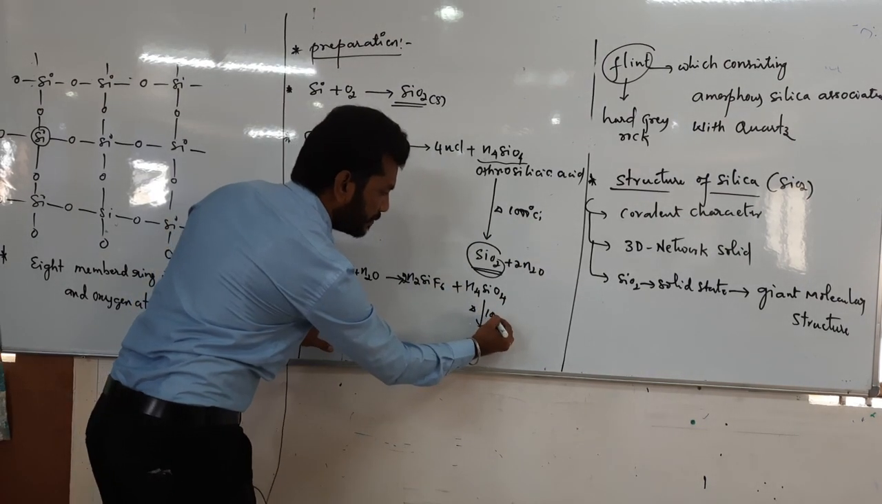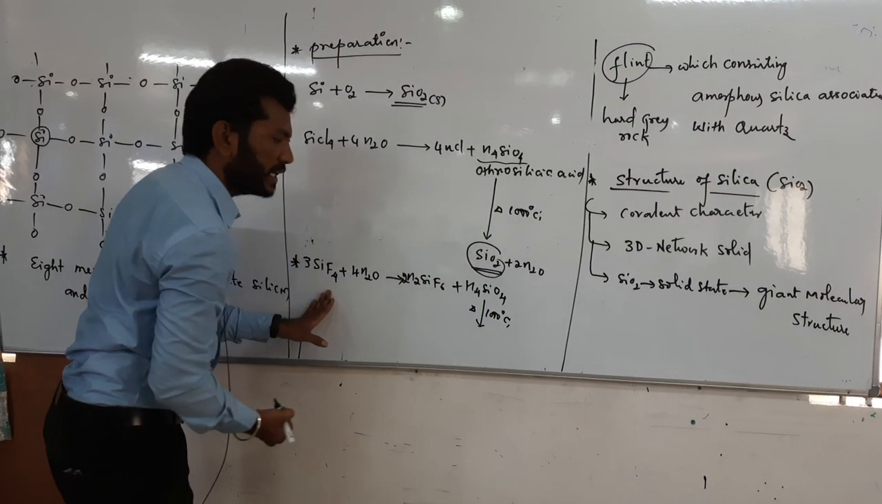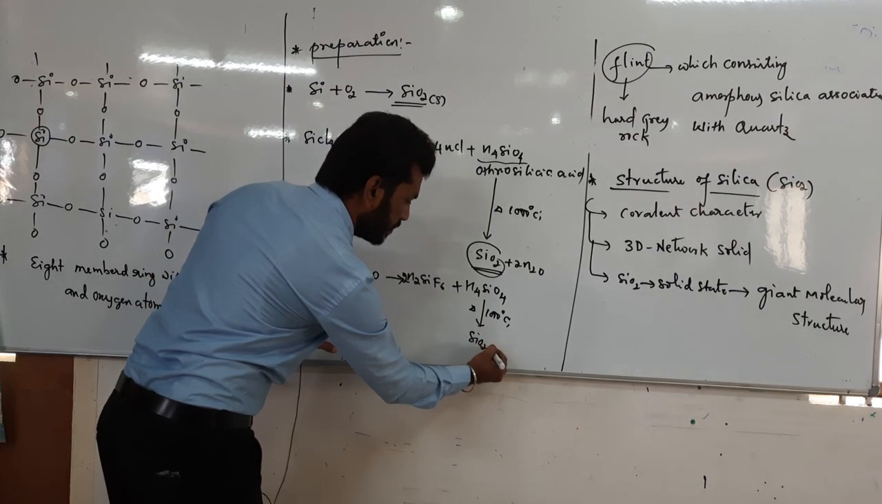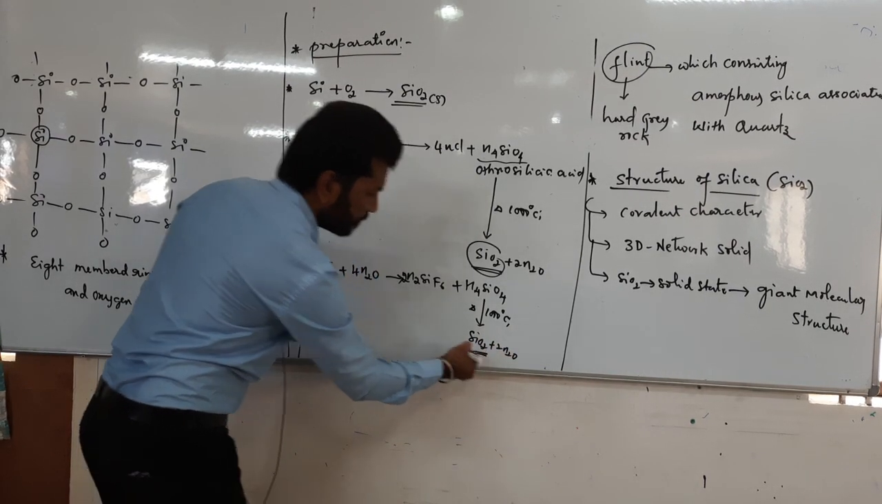Again we can heat this compound at about 1000 degrees Celsius. Definitely we would get SiO2 and 2H2O.